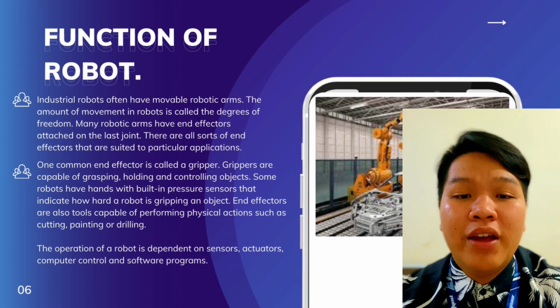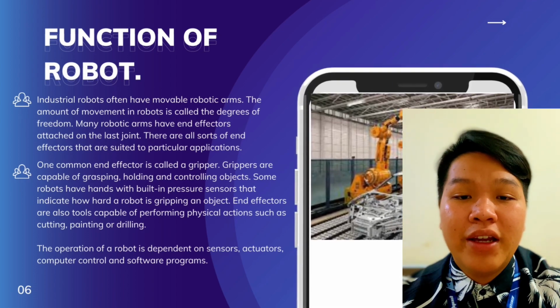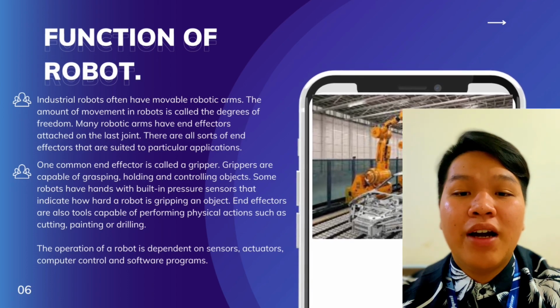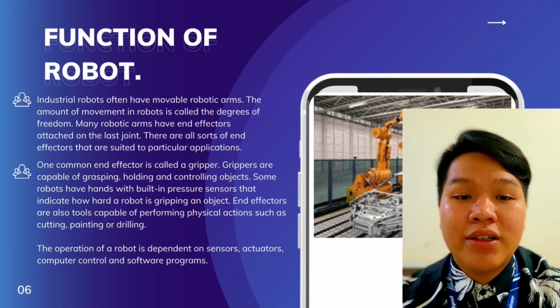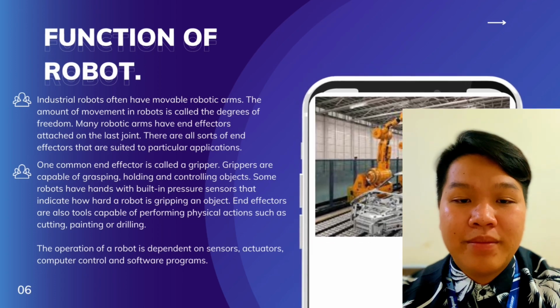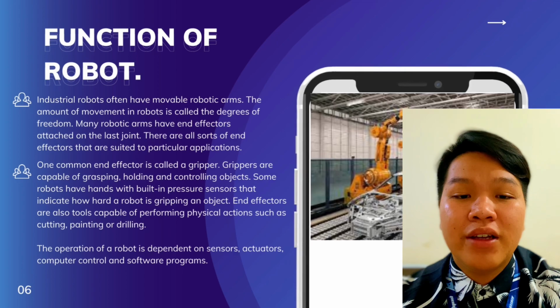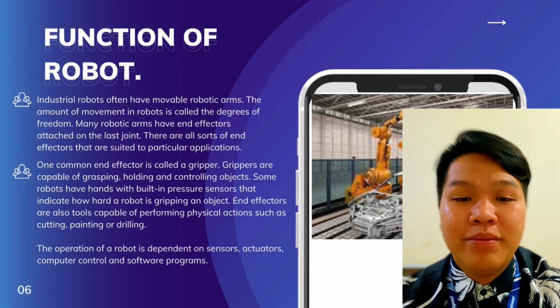Some robots have a hand with built-in pressure sensors that indicate how hard the robot is gripping an object. End effectors are also tools capable of performing physical actions such as cutting, painting, or drilling. The operation of a robot depends on sensors, actuators, computer control, and software programs.